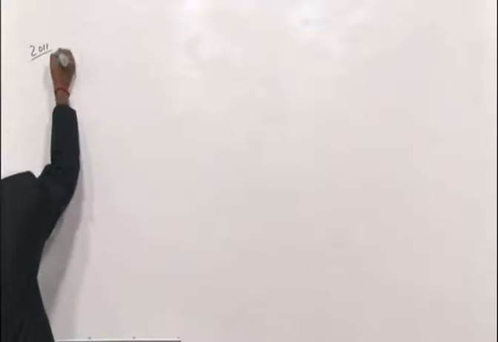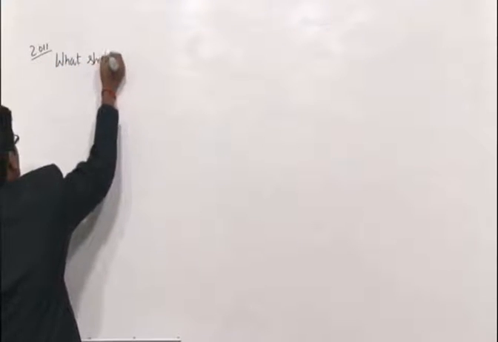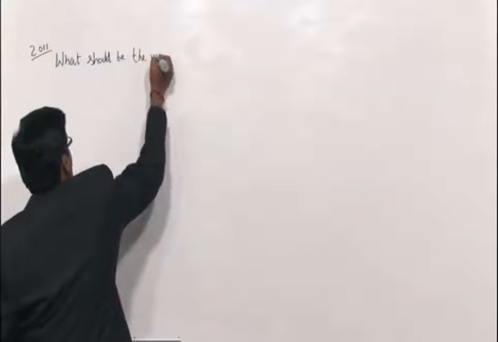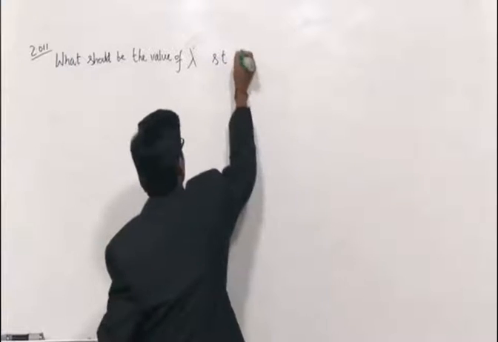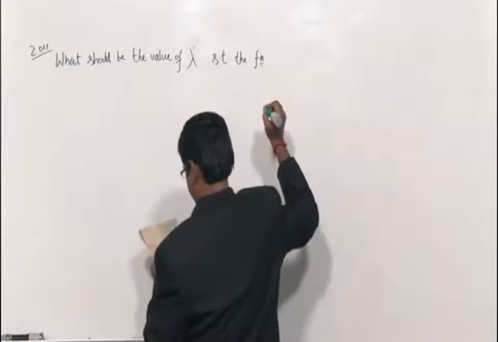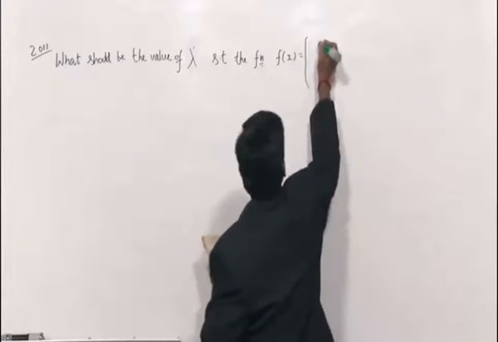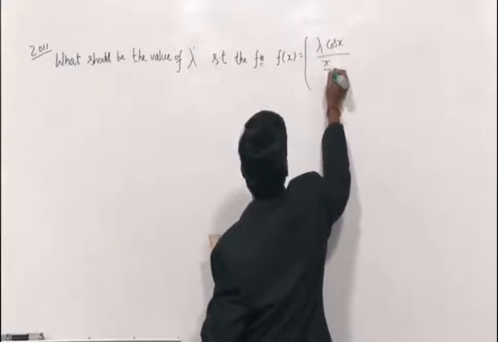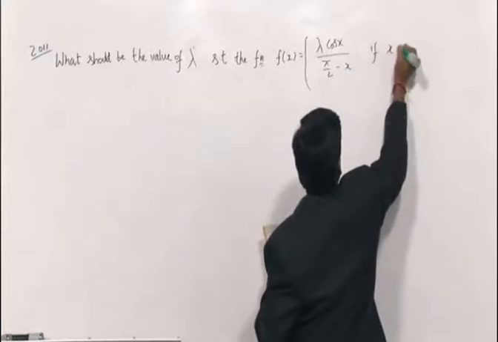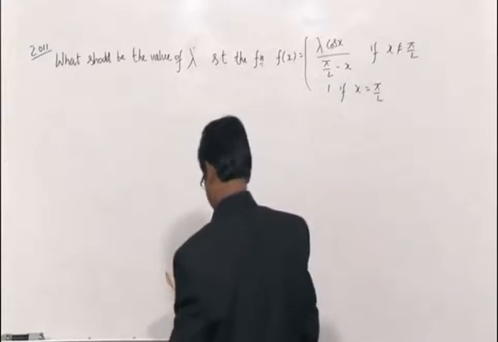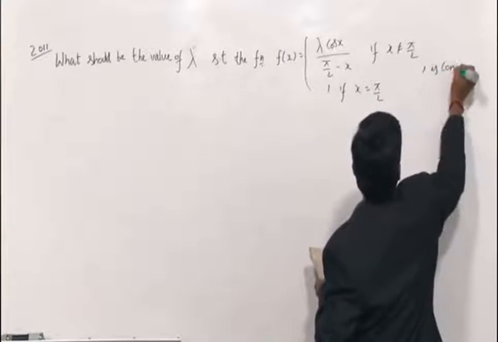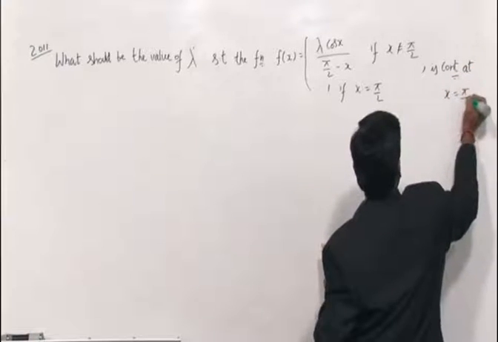So, one example recently asked, that means in GATE questions 2011, 2 marks. What should be the value of lambda such that, s.t. stands for such that, fn stands for function, f of x is equal to lambda cos x by pi by 2 minus x if x is not equal to pi by 2, and 1 if x is equal to pi by 2, is continuous at x is equal to pi by 2?